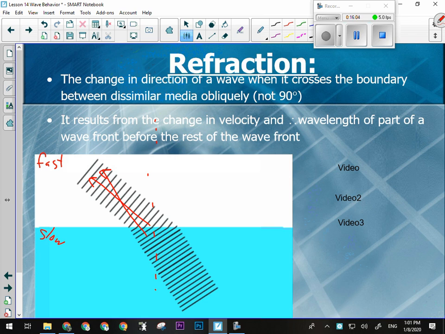All right, everybody okay with how that works? I've got a couple of videos on refraction here.